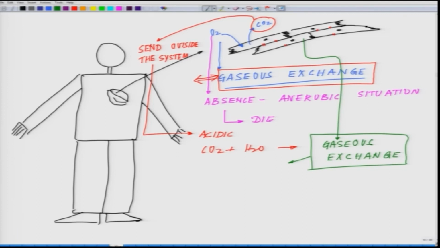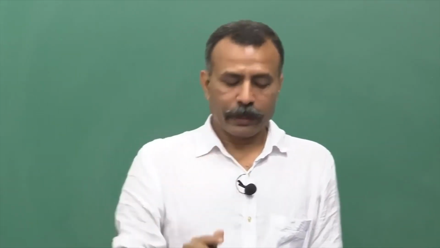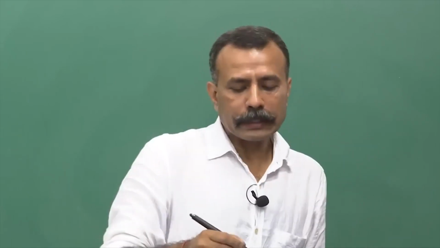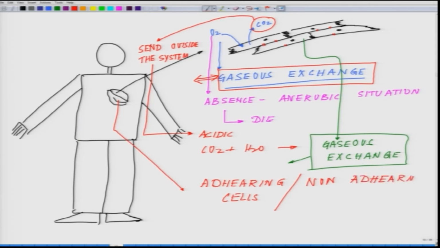Okay? Parameter 1. The next parameter is this. We have to figure out, if you remember, in one of the lectures I gave a pause and asked if these cells adhere to the surface. So there are two kinds of cells: adhering cells and non-adhering cells. Which cells are we culturing?